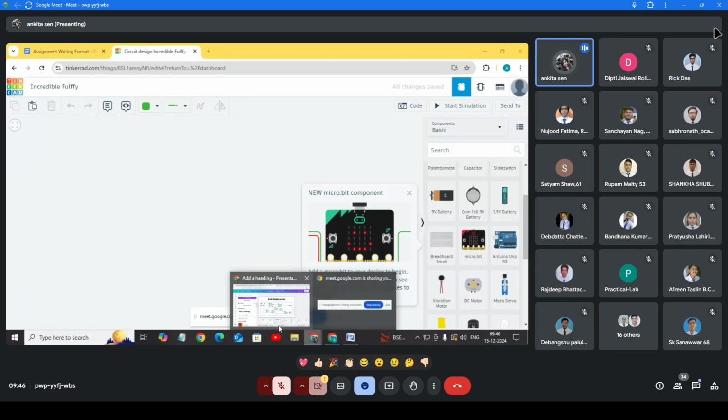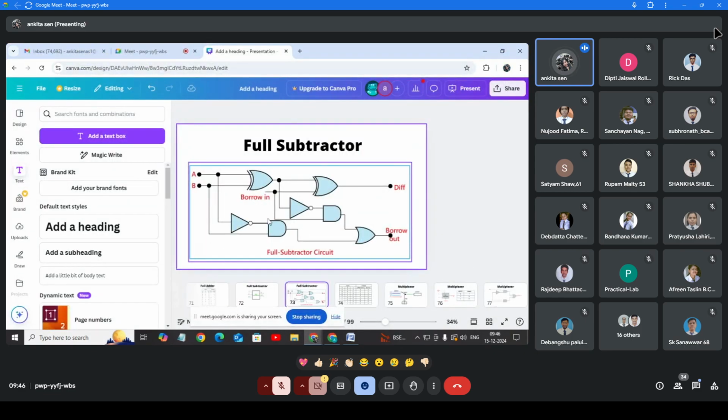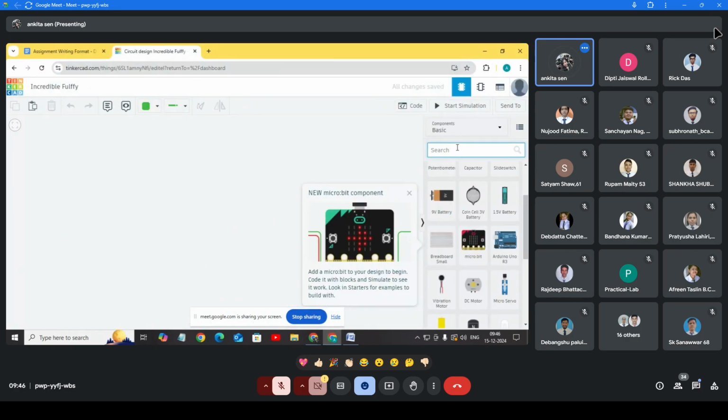So what is there? First, you need to break down the circuit. Not only circuit, for any type of problem, first you need to break down it in smaller part. Okay, that is the main thing. So first of all, you need to find out from this circuit what are the basic gates are there. Two XOR gate, two NOT gate, two AND gate, one OR gate. Correct? So first you need to collect it from here.